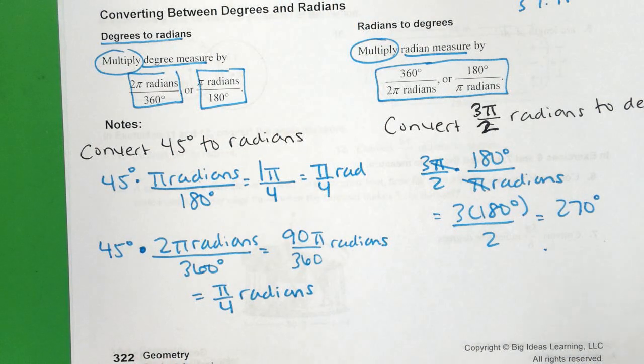And so those are our two examples in converting degrees and radians and vice versa. So let's move on to our next page where we'll practice.